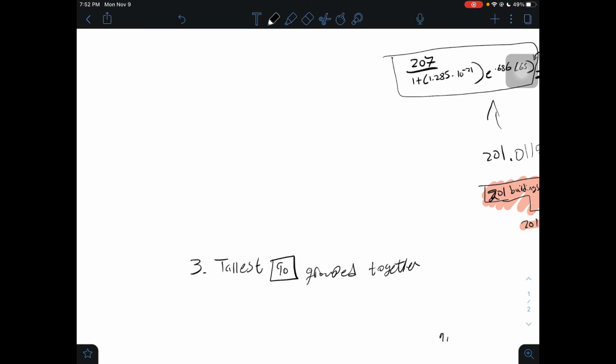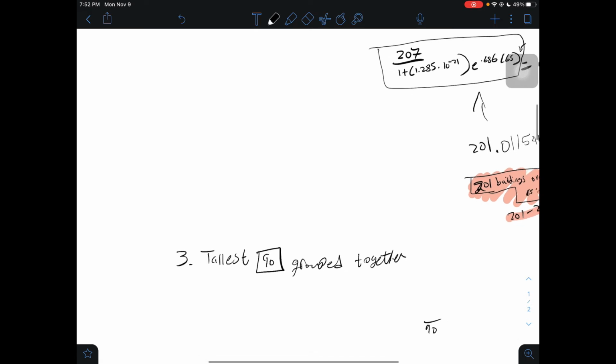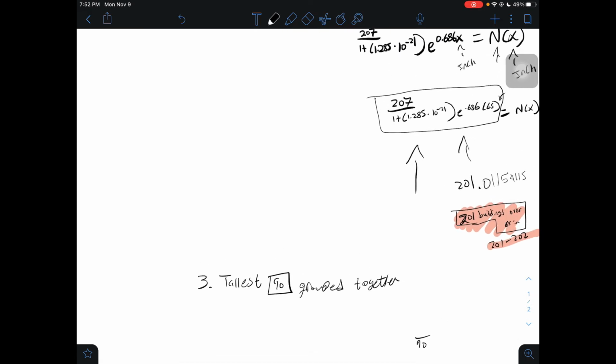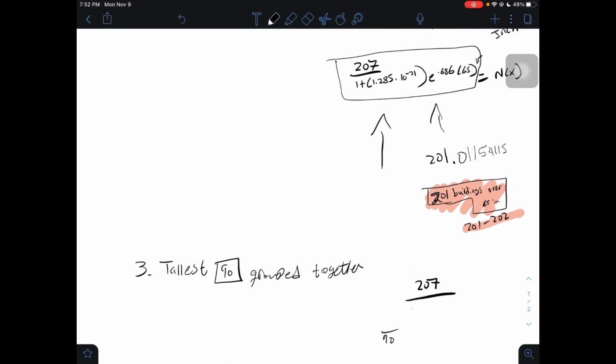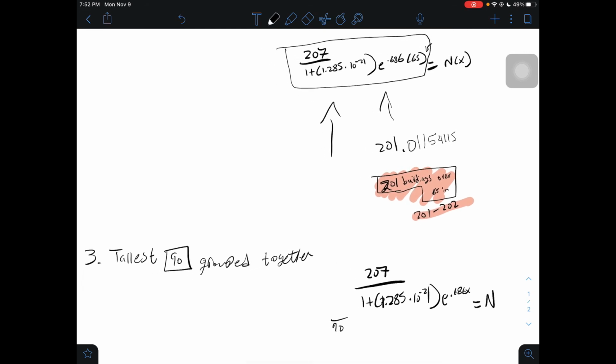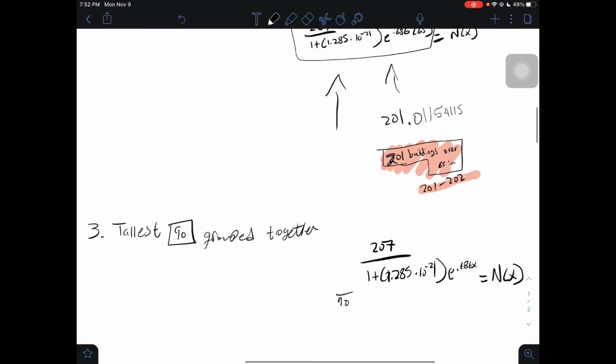So let's say you have 90 buildings. Out of these 90, what's the shortest height? To do this, we're going to use the same regression equation we found up here. And so that was 207 over 1 plus parentheses 1.285 times 10 to the power of negative 21 times e to the power of 0.686 times our x. And it's going to equal n of x. In this scenario, we're looking at n. And remember, n is going to be our y, right? We labeled n as our y.